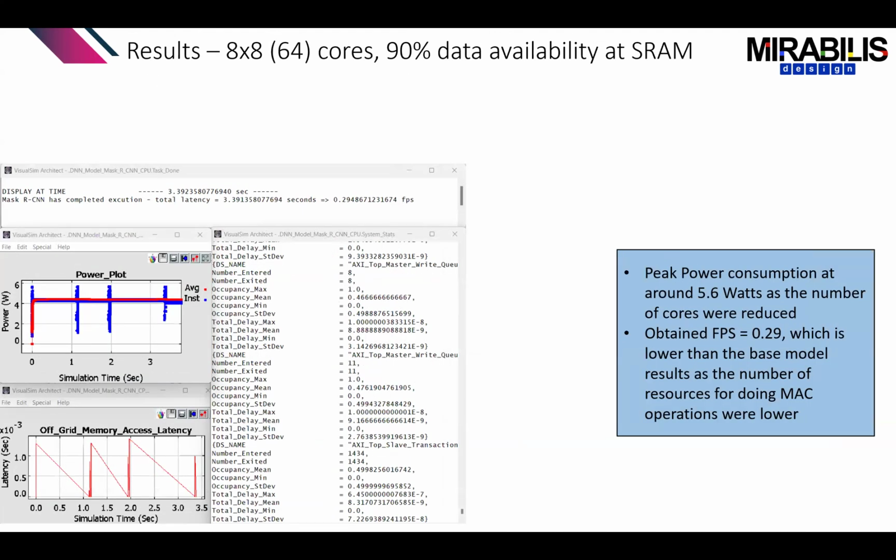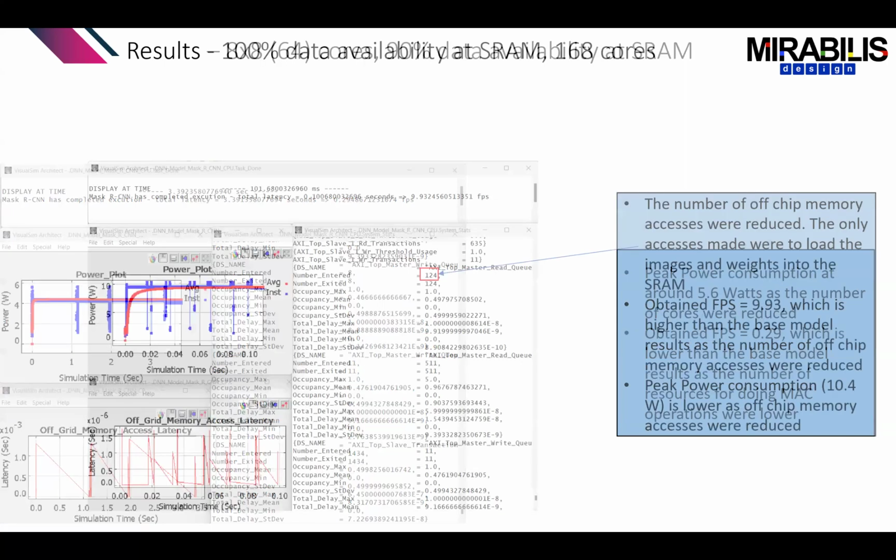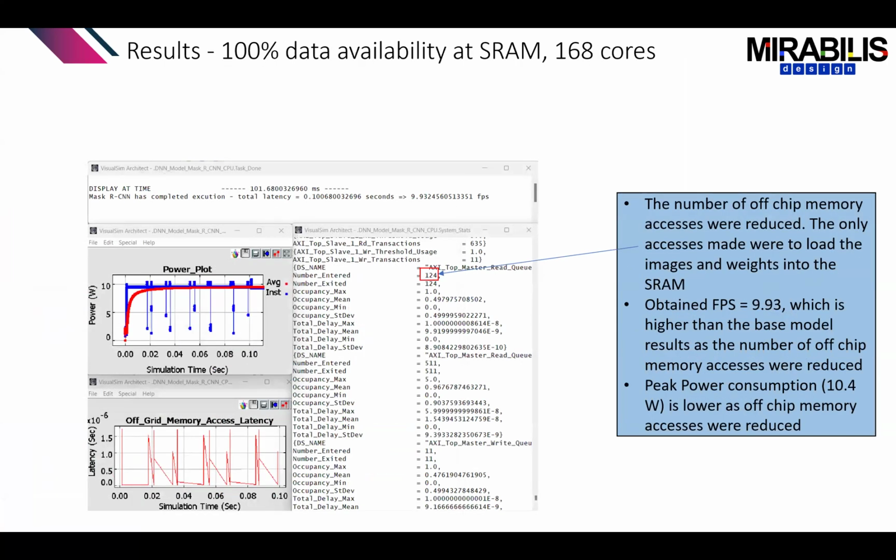And what we notice is the power reduced, obviously, but the frames per second also reduced to 0.29. Now, is 0.4 better or 0.29 better? It really depends on what your goals are, what the price point is, what your design requirements are. That is why, if you remember, upfront we talked about how you want to capture your design requirements and use it in the flow.